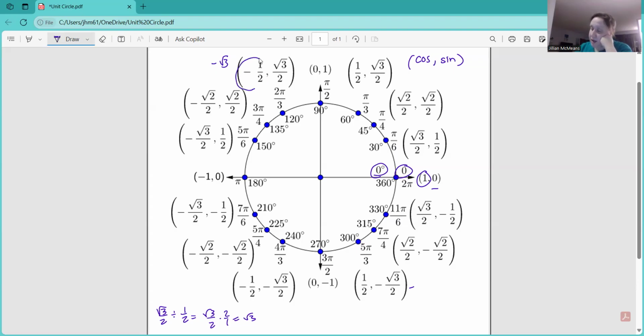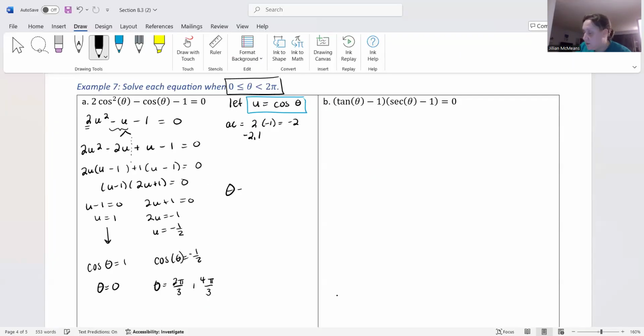Well, cosine is -1/2 at 2 pi over 3 and 4 pi over 3. And those are the solutions that we got over here. So we got that theta was equal to 0, 2 pi over 3, and 4 pi over 3 radians.